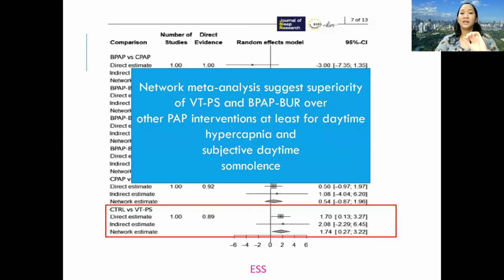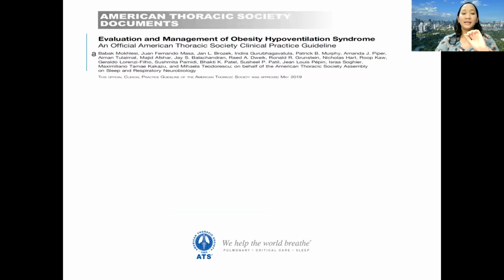So in summary, the network meta-analysis suggests superiority of volume targeted pressure support and BiPAP with backup rate over other PAP interventions, at least for daytime hypercapnia and subjective daytime somnolence. And this is the recommendation from ATS.